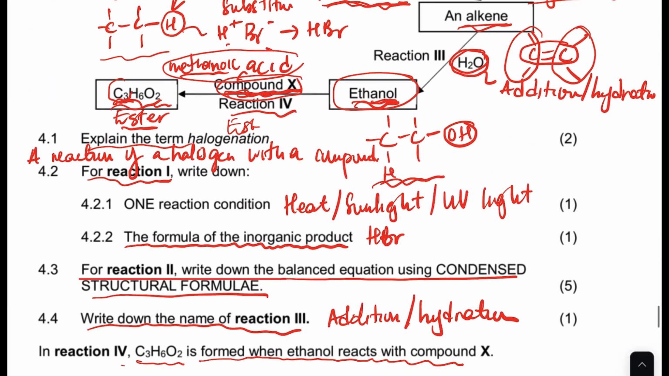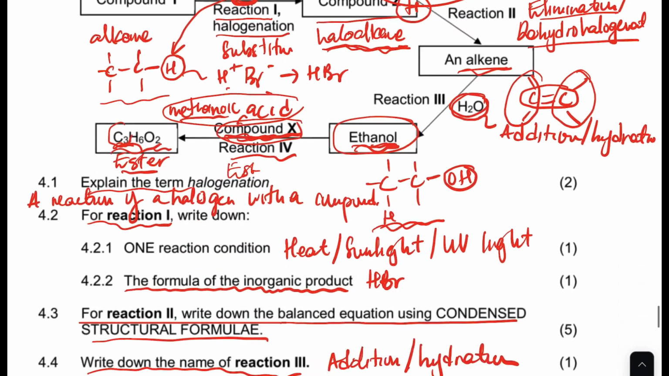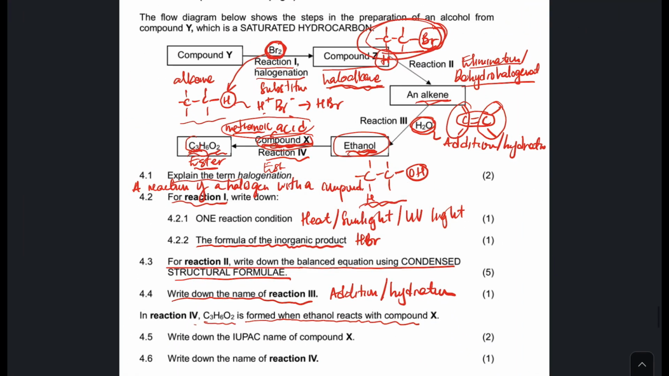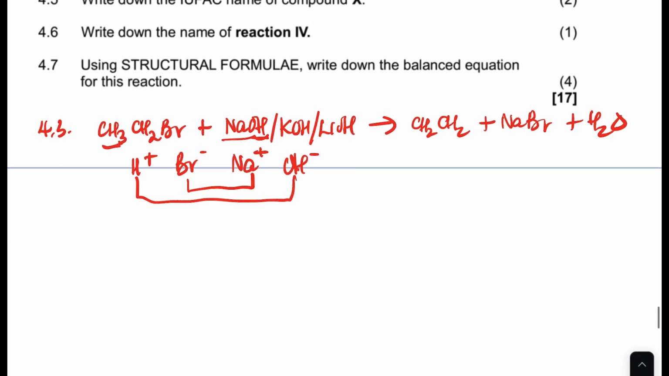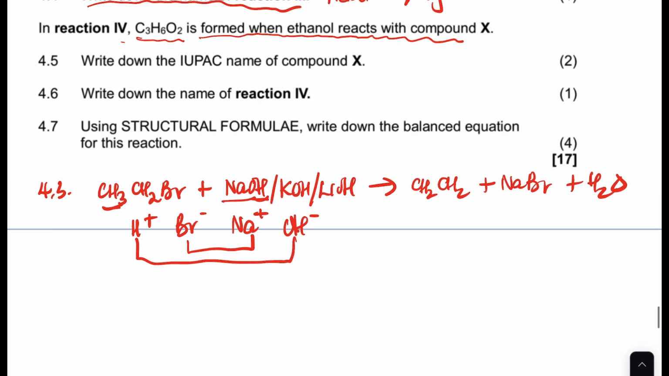It says write the IUPAC name of compound X. Guys, let me re-explain again. It's the alcohol, which is the ethanol with 2 carbons, and then the product, which is an ester, has 3 carbons. That means there's an additional 1 carbon coming from an acid, which is going to be methanoic acid. So the IUPAC name of that is methanoic acid, right?